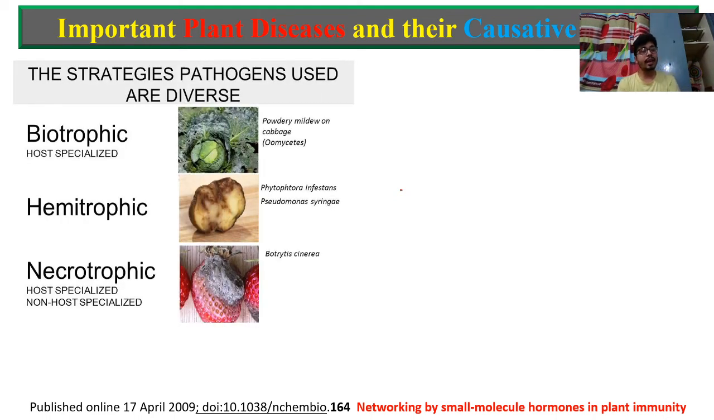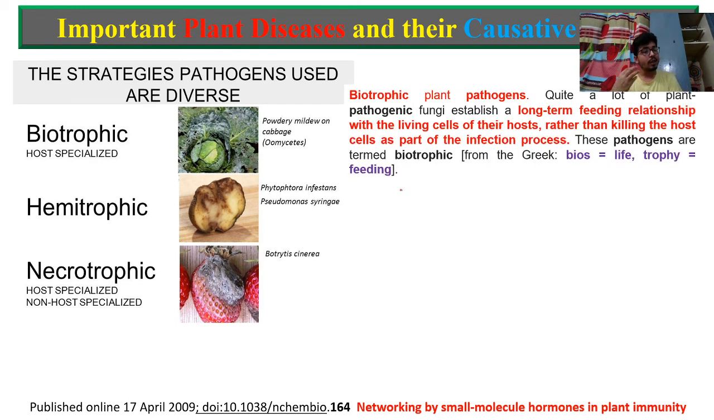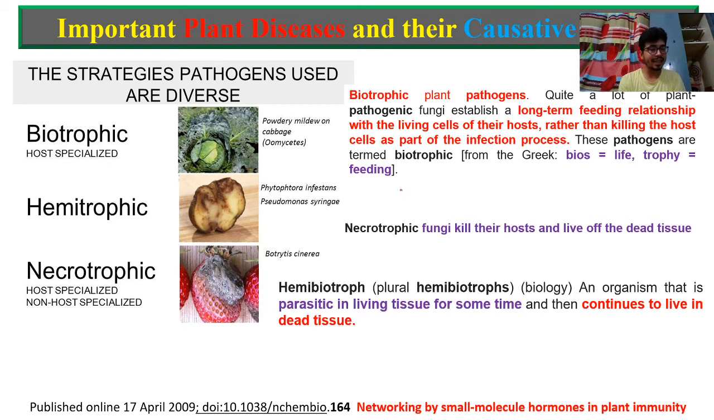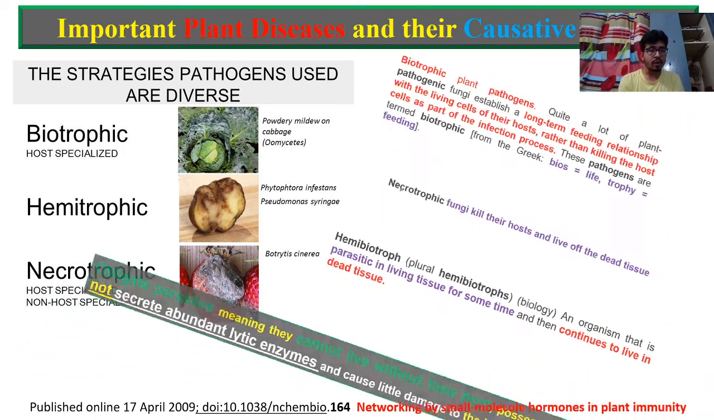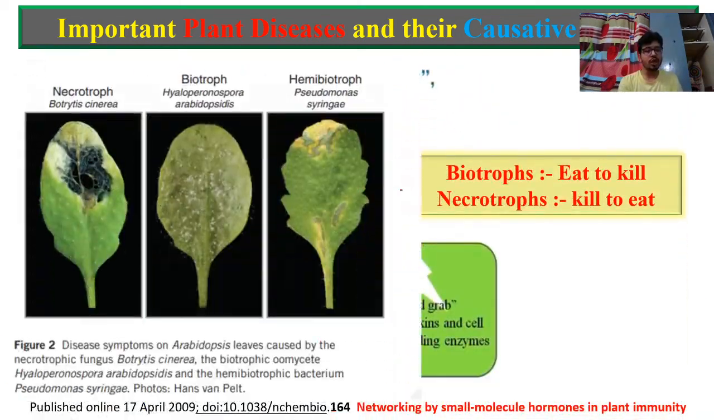So dear friends, I have discussed the important causative agents a lot, and I have taken these things again to make you understand. I will not discuss them a lot because I have already discussed them. I will put a link in my description box. If you do not know about these things, go to my previous lecture series and you can understand from there. In basic funda, I will tell you one thing: biotrophs eat to kill and necrotrophs kill to eat.